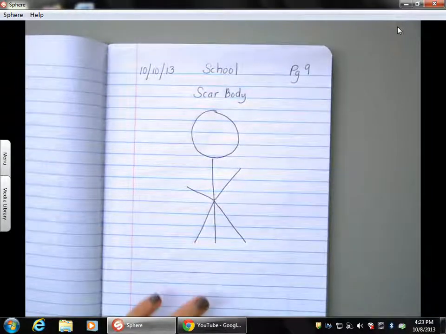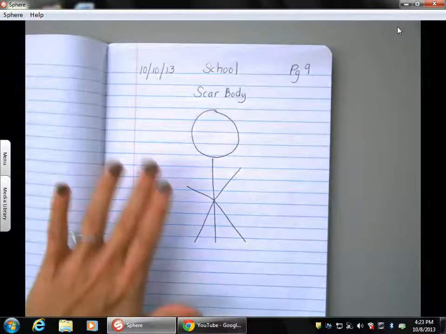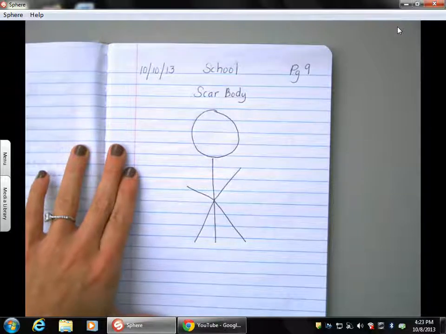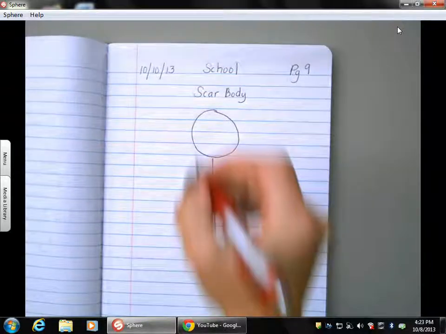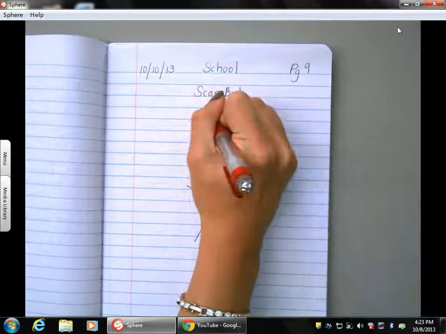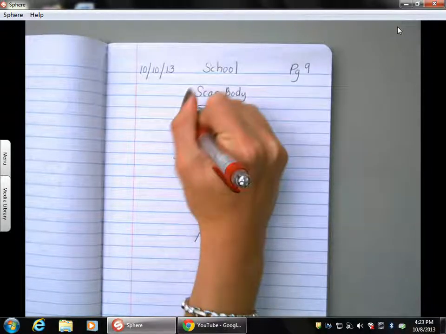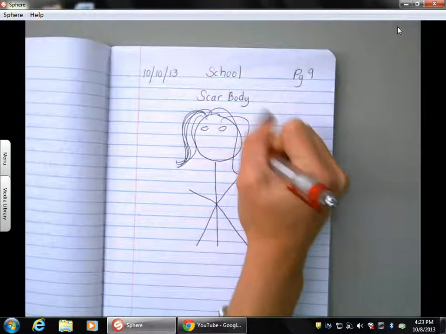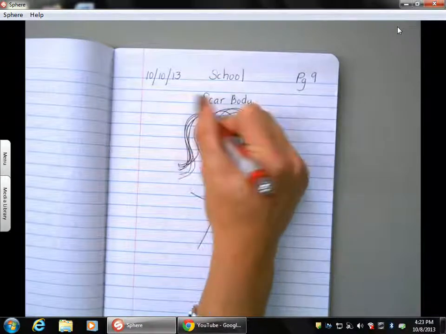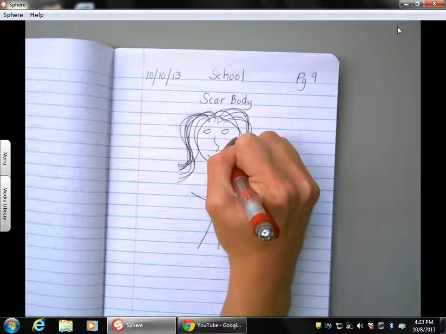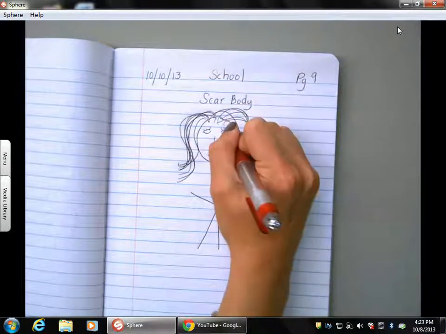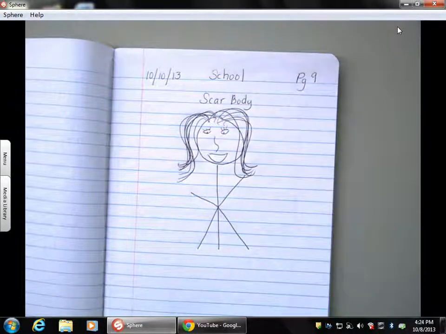Now, as you know, Miss Anderson is not the best artist, so this is her scar. This is her body right here. This is her stick figure body. And then from here, I'm going to create my eyes, my hair, doesn't have to be perfect, my nose, and my happy mouth. Okay, beautiful, isn't it? I know.